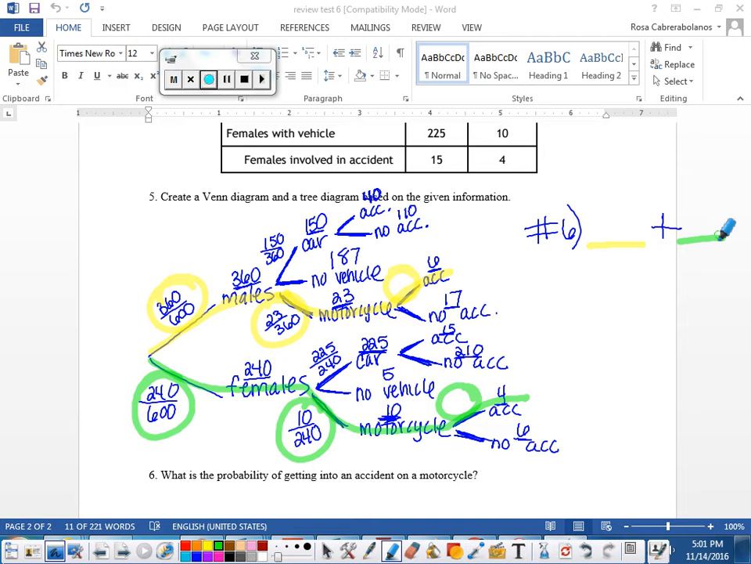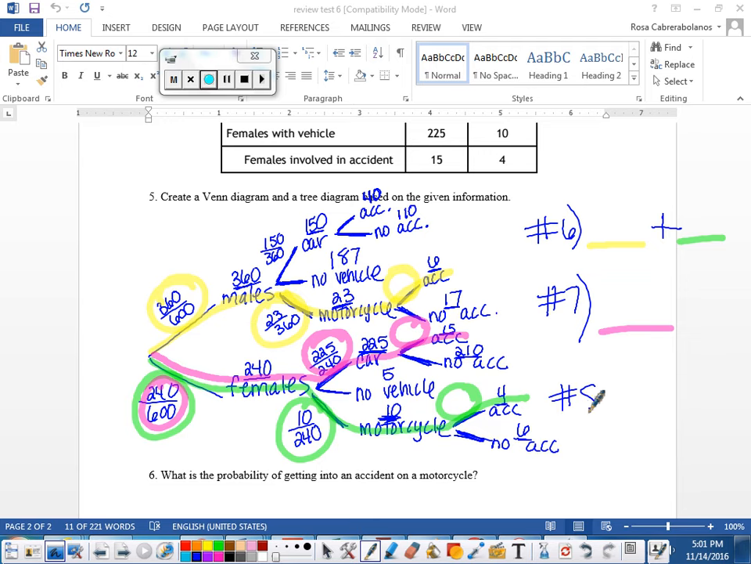Now let me talk about question number 7. Question number 7 said, what is the probability of a female in a car getting in an accident? So female in a car getting in an accident. I'm going to follow the female branch, and she is in a car and she is getting in an accident. So I'm going to multiply this percent, and whatever I get here, that's going to be my answer to number 7.